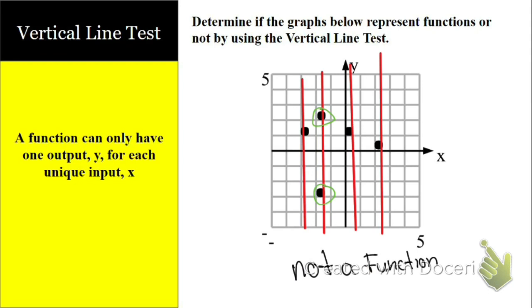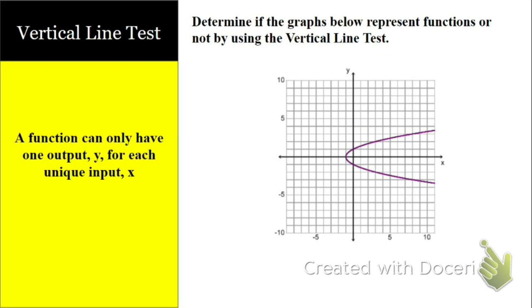Okay? So that's the vertical line test. It helps us on a graph to determine if it's a function or not, and it has to be only touching one dot or one point at one specific spot. If it touches twice, that means it is not a function. Okay, so let's continue on.